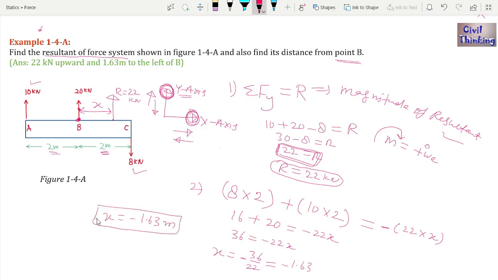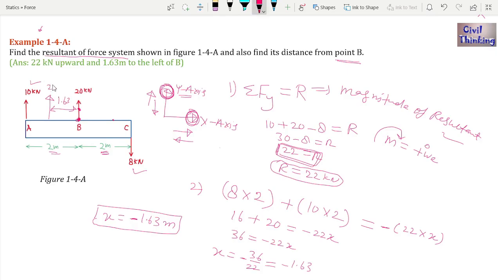So what does it mean? Now if it was the positive 1.63 meters, we would say the resultant is at a distance of 1.63 meters, right? But here we have a negative sign. The negative means the resultant is not on this side of B, okay? It is basically on the opposite side. Negative means opposite, so the x is here, okay? It is 1.63 and not this, okay?